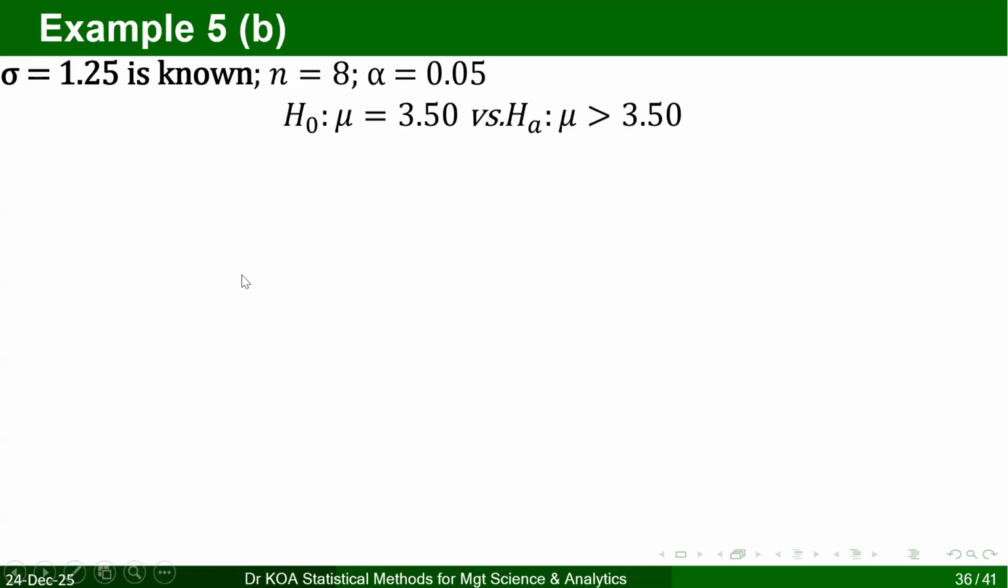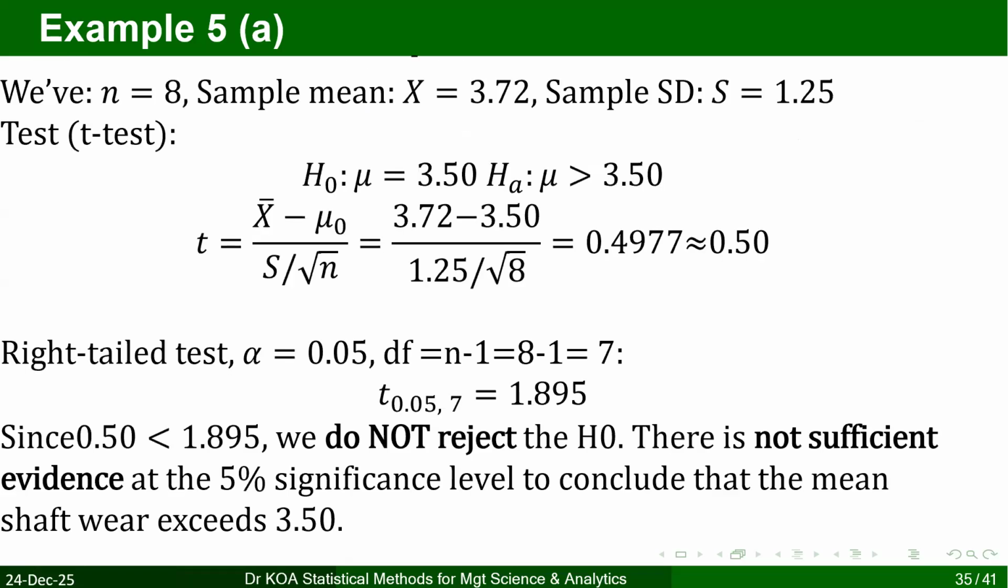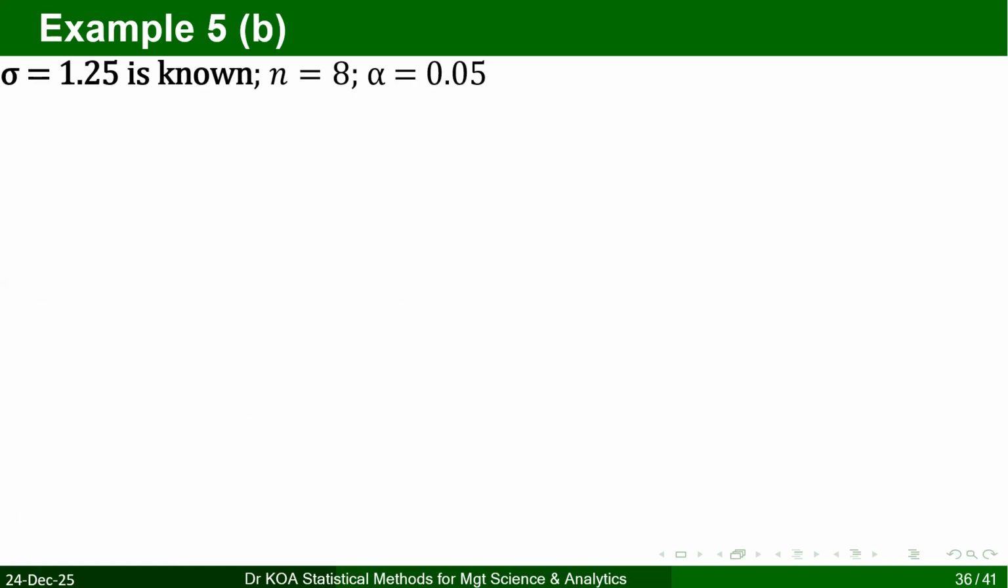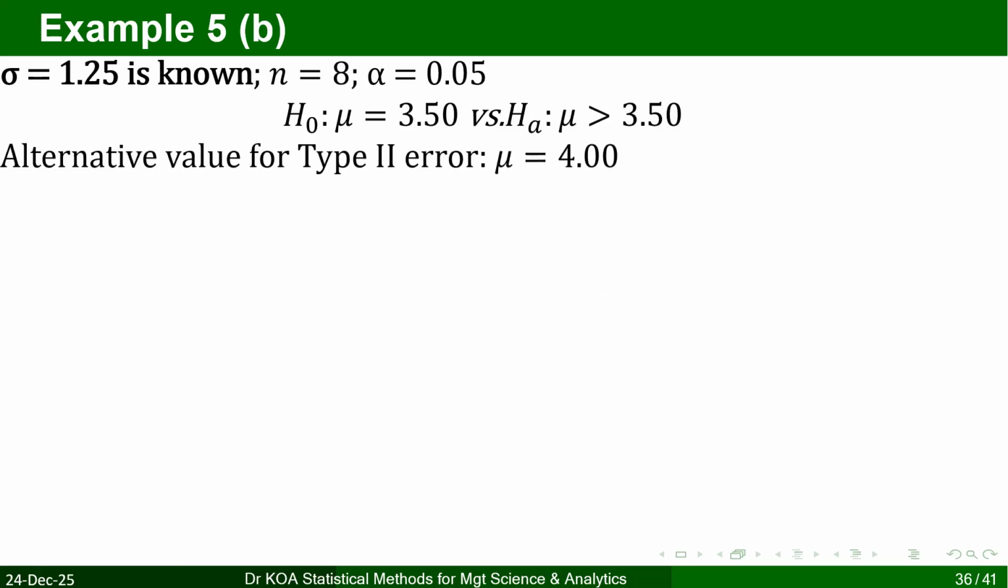Let me start. This was known, as for the first one, you understand. So you're looking at the second one. The first one we did, we got this, because that one was when the sigma was unknown, and then we had to use the T value. The second one here, the sigma is known, and so we know that we have to use the Z value. But we are told that this is the original hypothesis. From this original hypothesis, we are told that the alternative value of the type 2 error has been given to us with a mu of 4.